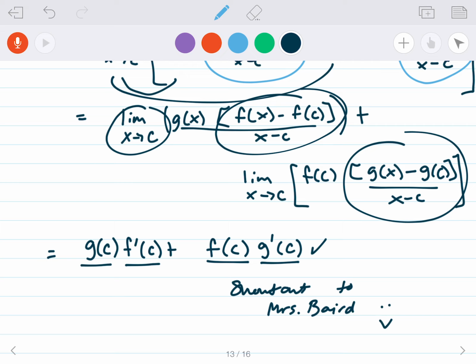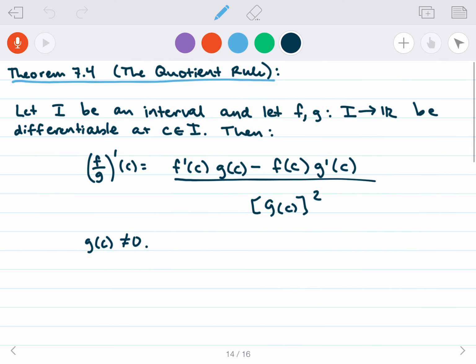Okay, so there's our product rule. Okay, the quotient rule, I'm going to have you poor unfortunate souls that are in my class prove this for homework.